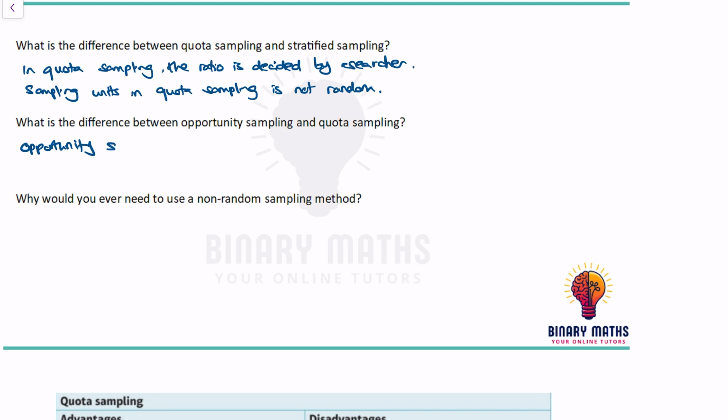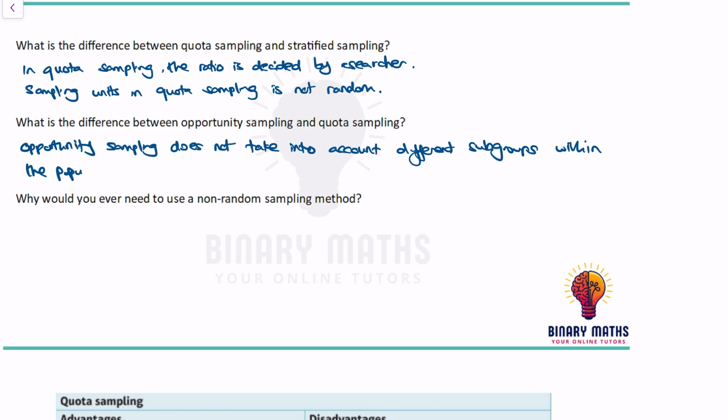So opportunity sampling does not take into account different subgroups within the population.